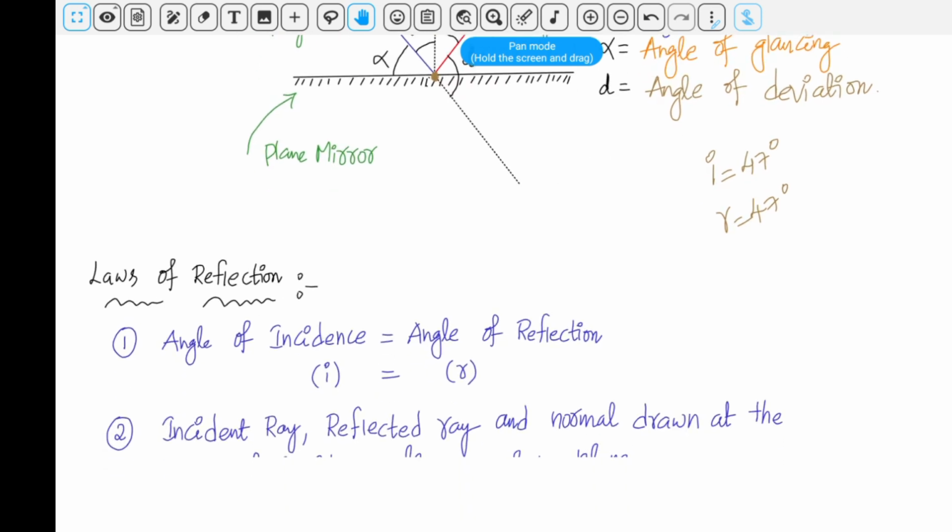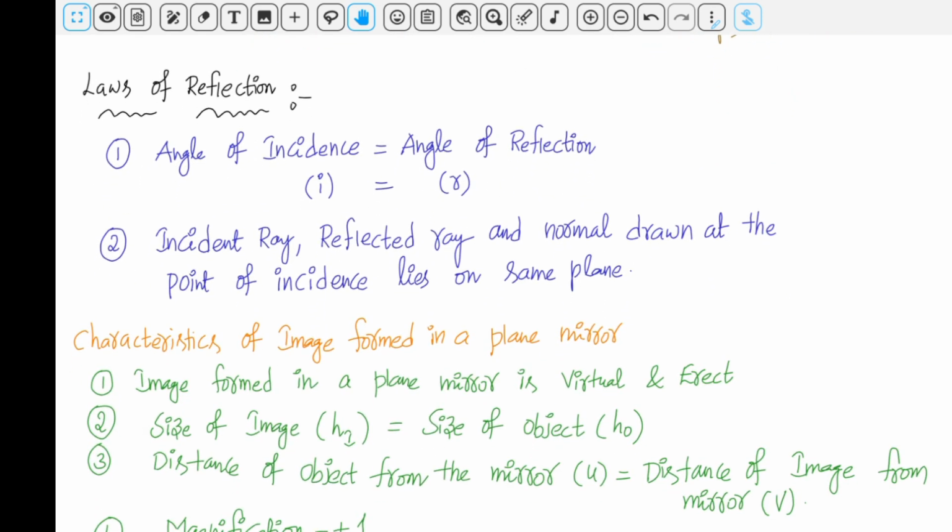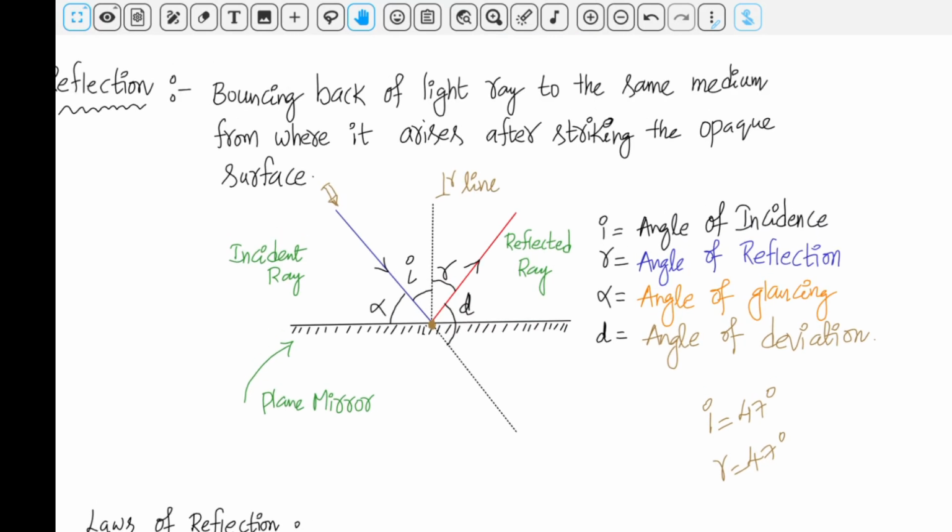Now let us go to the second statement or second law. The second law states that the incident ray, reflected ray and normal drawn at the point of incidence lie on the same plane. Okay, so where is that? Let me show you. So this is the incident ray, and this is the reflected ray, and this is the normal. All these lie on the same plane. This is the second law of reflection.